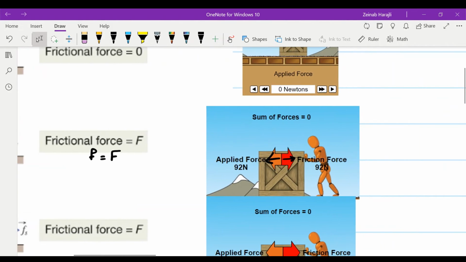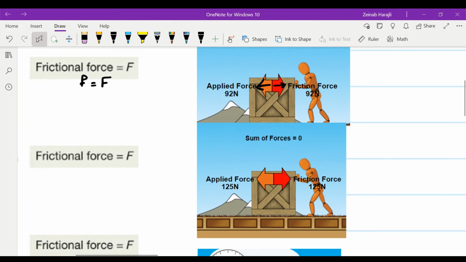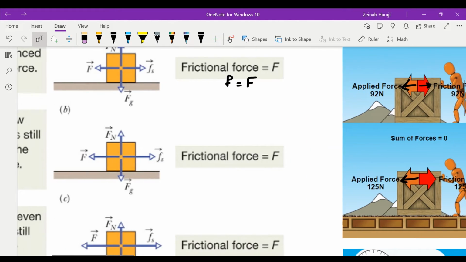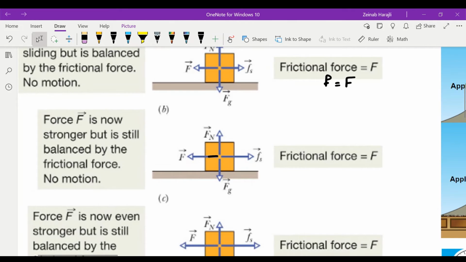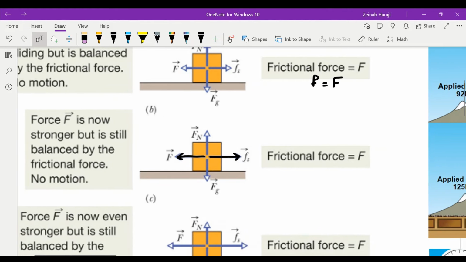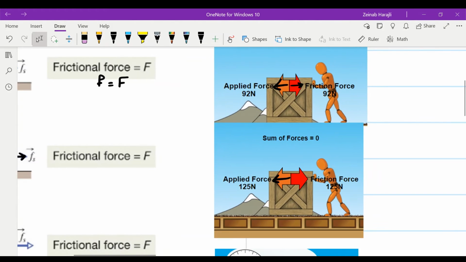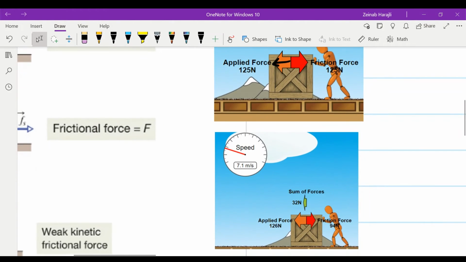And even as we increase the applied force, so you can see here we increase the applied force to a magnitude of 125 newtons, the friction increases as well to balance this force again. So we still have more applied force, more opposing frictional force, and the object is still at rest, there is no motion. But finally, at some point, the applied force will overcome this friction.